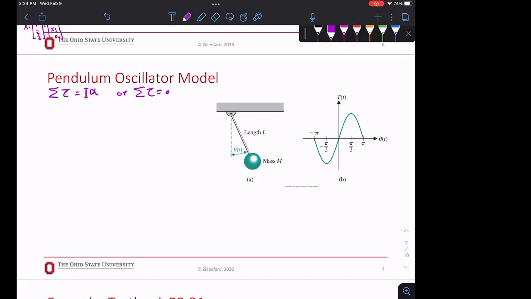Now, at what point do we get the torques? Some point for a pendulum that's moving. So let's say this was a rest point, and then you moved it. So which is the point at which we will calculate the torques?